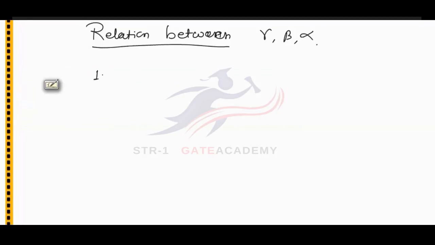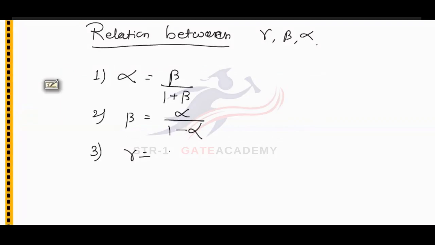Now the relation between alpha, beta and gamma. First relation is alpha equal to beta upon 1 plus beta. Next, beta equal to alpha upon 1 minus alpha. Number 3, gamma equal to 1 plus beta. And number 4, gamma equal to 1 upon 1 minus alpha. These are the 4 relations between alpha, beta and gamma.